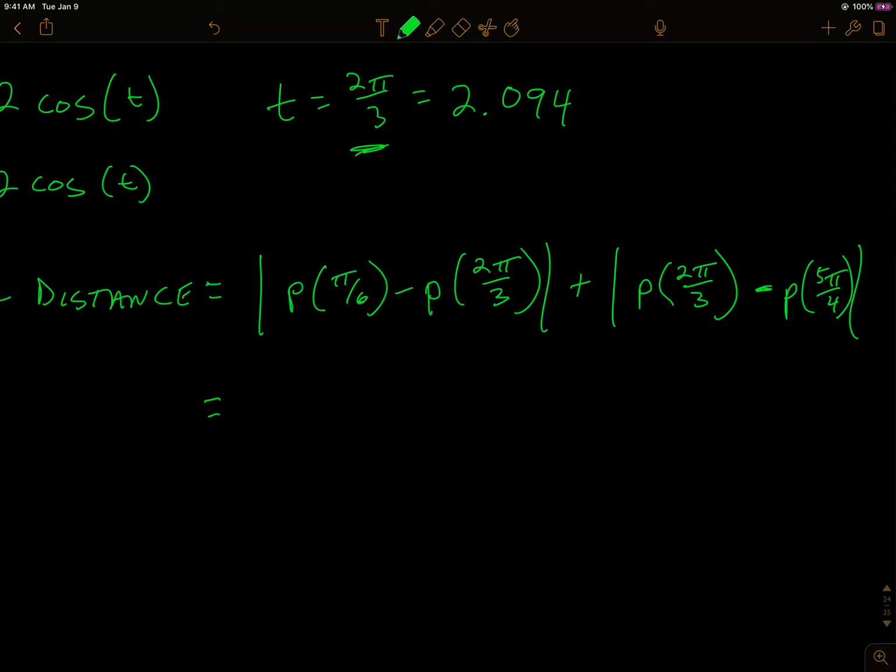So then when we calculate this out, again, give me a second here. Getting 3.617 feet. I think that's our last one.